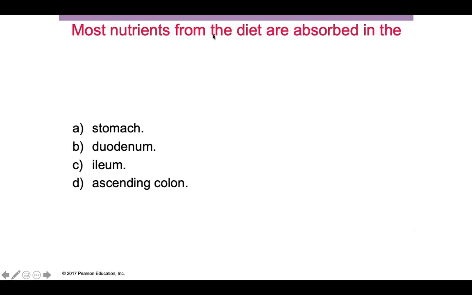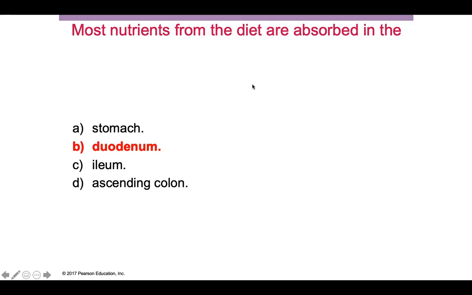So most nutrients from the diet are absorbed in... a lot of you said B, duodenum, and that is correct. Okay, so overall response for B, duodenum, that is absolutely correct, right? That's where we have all of those juices being released from the pancreas, from the gallbladder, and that's where we see most of the digestion and absorption, right? That's where we start to see absorption, and then we see most of the remaining digestion.